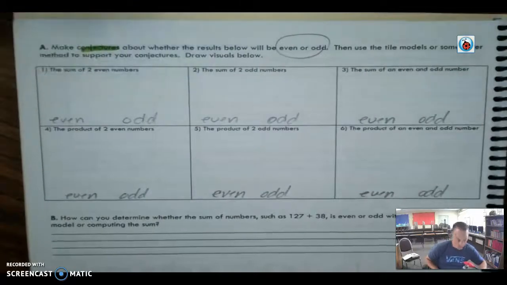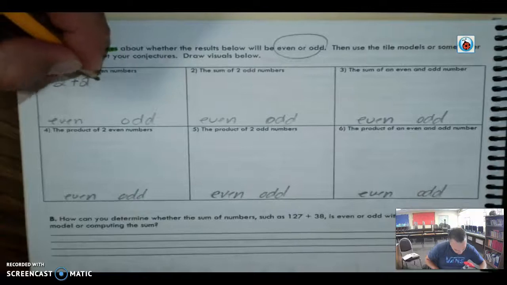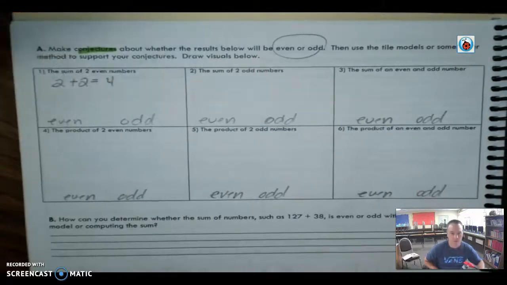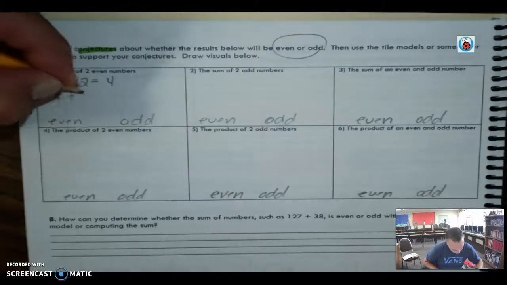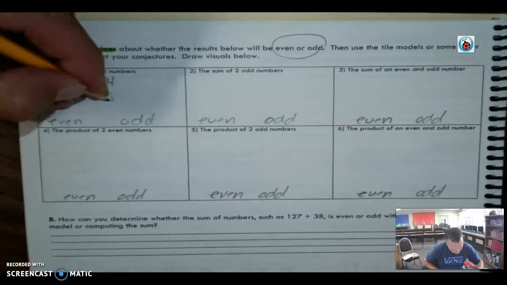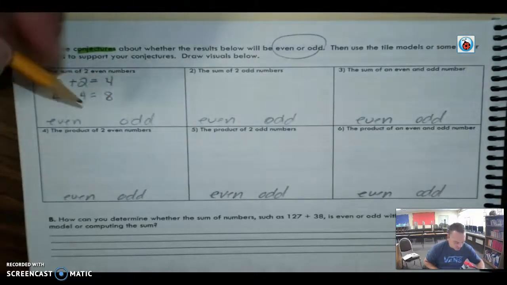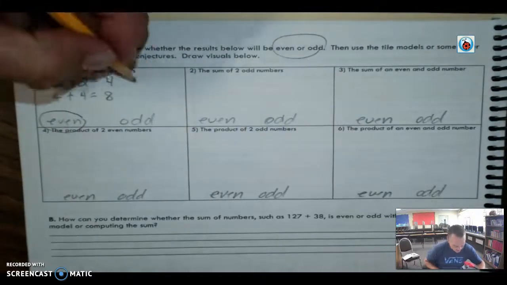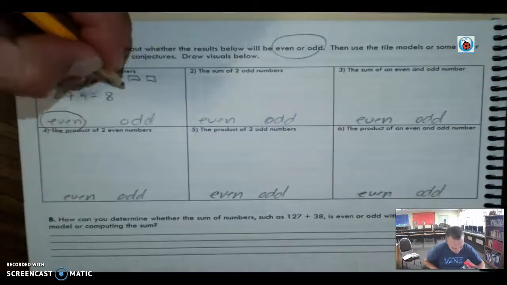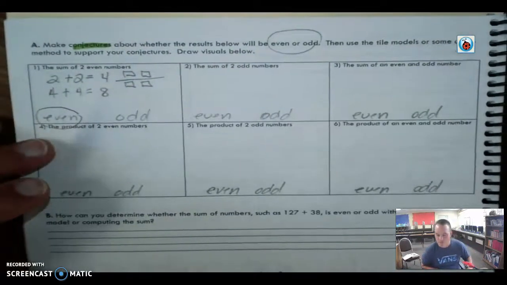So let's pick two even numbers. Let's pick 2 and 2. 2 plus 2 makes 4. Even. Let's try another one. 4 plus 4 makes 8. So I kind of tested that. I'm pretty sure that that's going to be even. And then they want you to draw some tiles. So it would be 1, 2, 1, 2. If you're smart, you use small numbers.